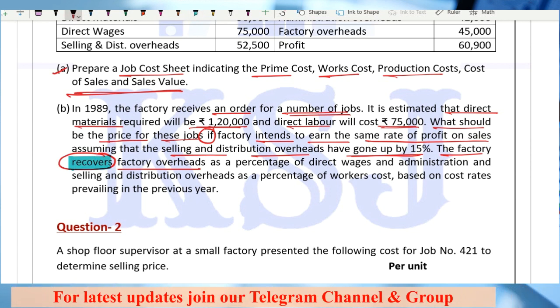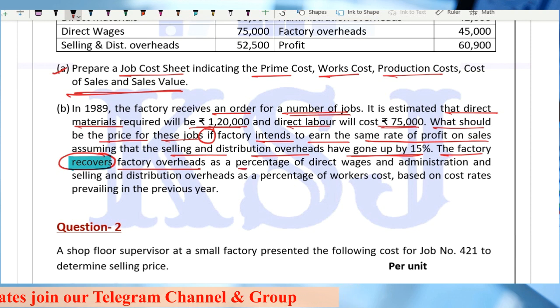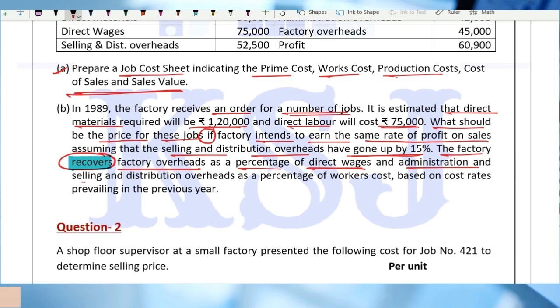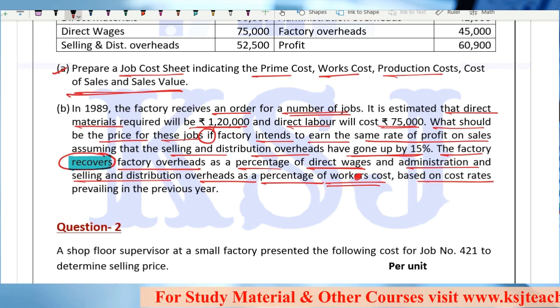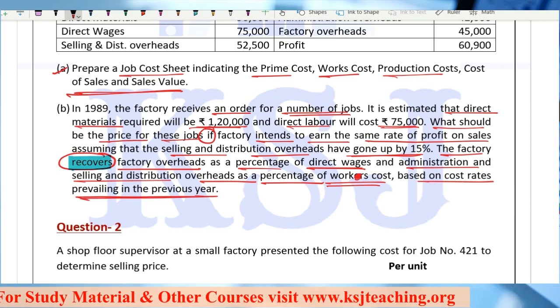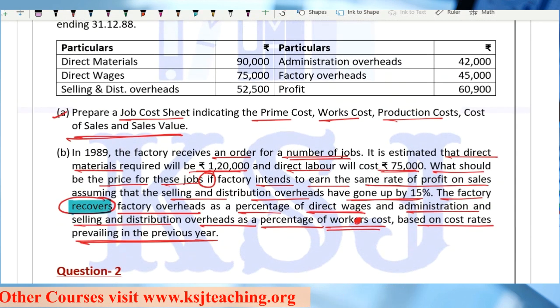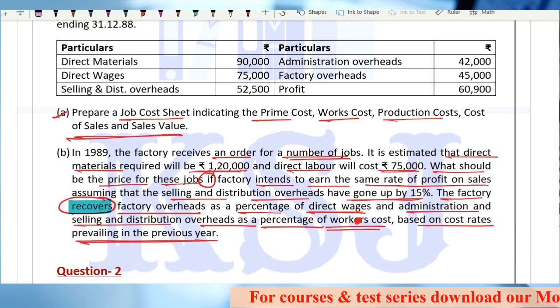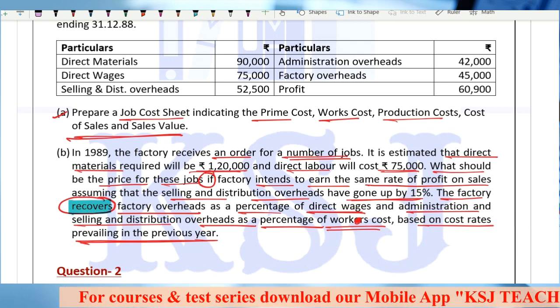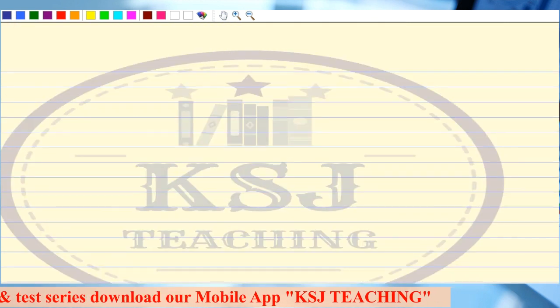The factory recovers factory overheads as a percentage of direct wages and administration and selling and distribution overheads as a percentage of works cost. This is not workers cost, this is works cost, right? Based on cost rates prevailing in the previous year, right? Now, you have to find out the selling price for these jobs, right? That means you will prepare the cost sheet. One thing is clear, let's prepare it.